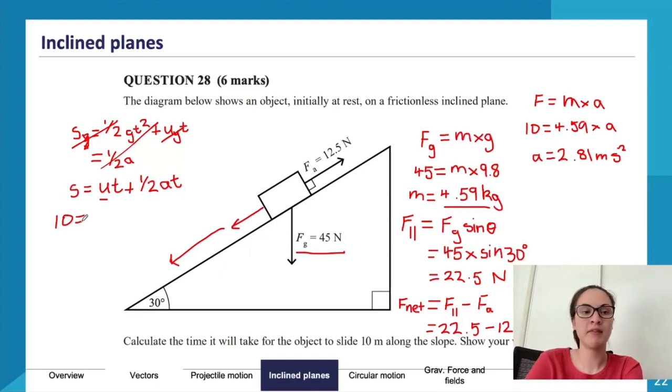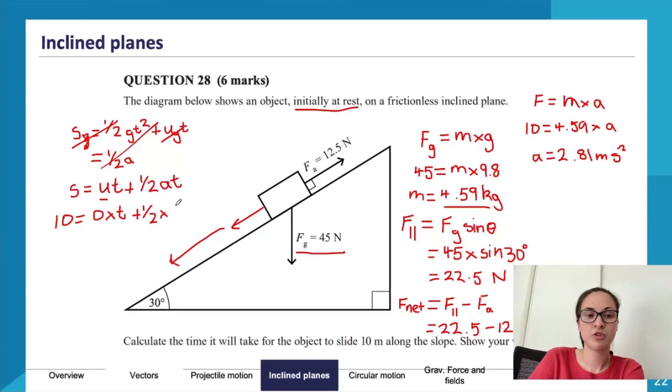Initially at rest. Oh, maybe that's the hint here. Okay, yeah, initially at rest. That means that u is going to be 0. Sorry about that. Brain had a moment. Yes, so it's going to be u times t, so it's going to be 0 times t plus half times the acceleration we calculated, which is 2.81, multiplied by our time.